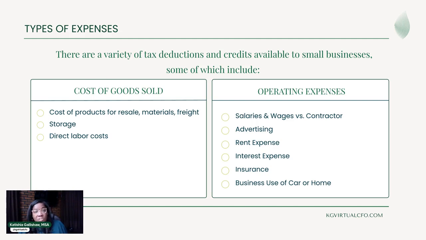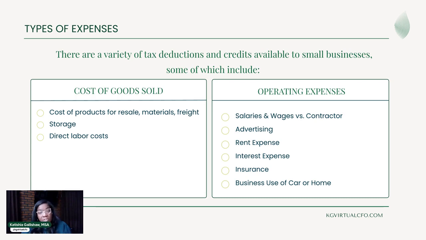Then the operating expenses are those ones that we saw listed in that Schedule C and those other tax returns. I'm going to come back to salaries and wages versus contractor, but they're the advertising, the rent expense, interest expense, insurance, and we'll talk a little bit about the business use of car and home. Specific to the salaries and wages versus contractor. So salaries and wages, again, if you're an S corp, you're an employee, so your wage. But then also, if you have employees in which you withhold tax and you give them a W-2 at the end of the year, you have a payroll company. That's a salary and wage expense.